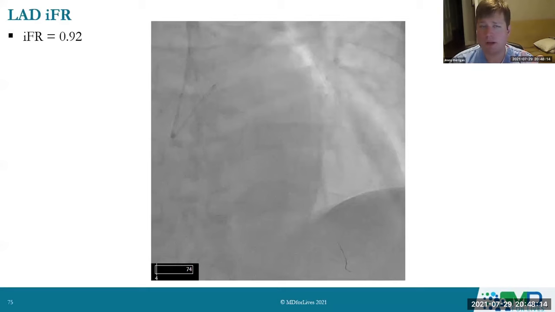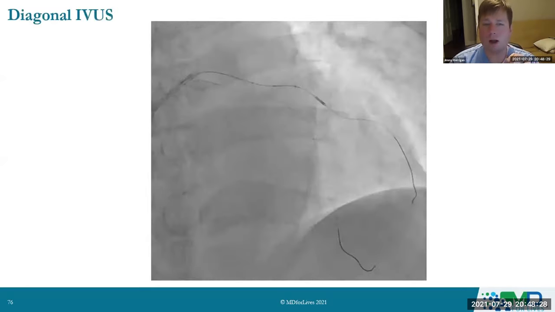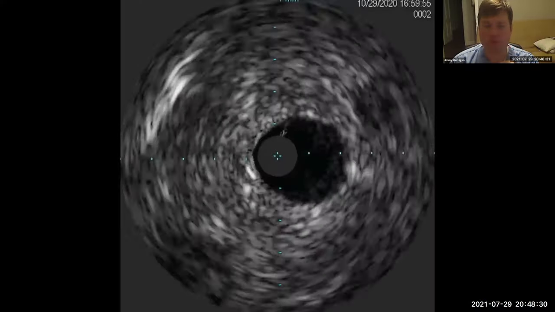So I started by putting a pressure wire down and checking the iFR. It was 0.92, again, 0.89 or lower is treat, 0.90 and higher is defer. This was in the defer category. So it made my procedure easier, took me away from wanting to call a surgeon for LAD disease. So I wired the diagonal and performed intravascular imaging.